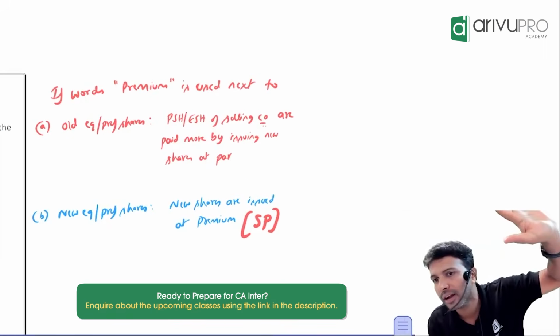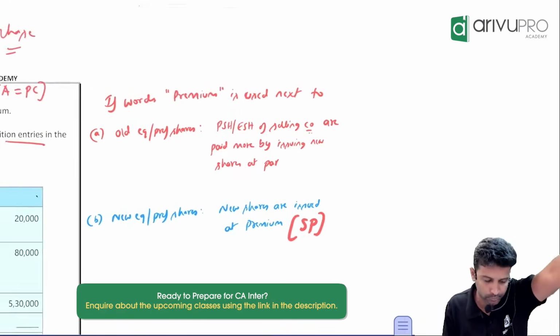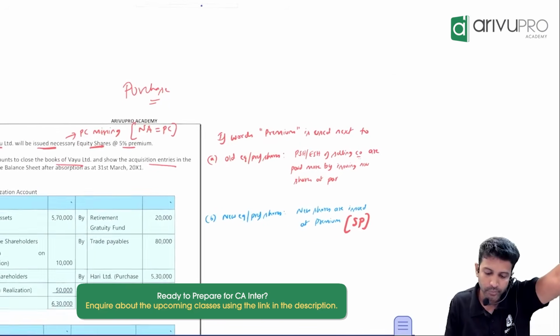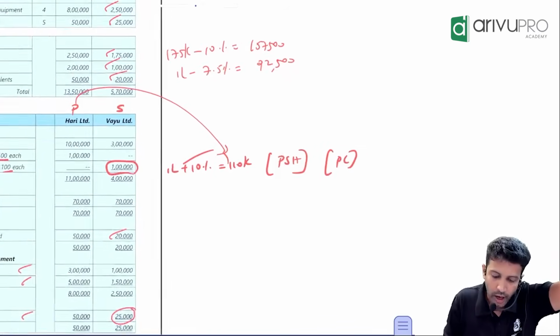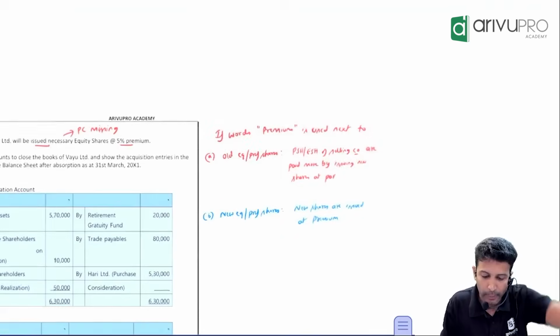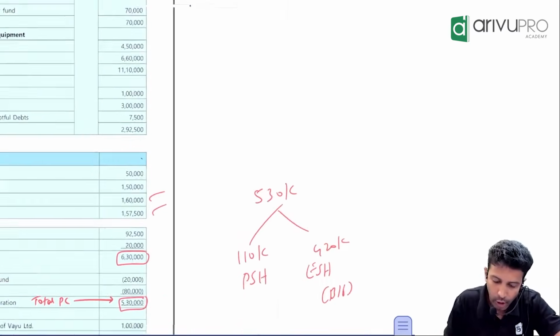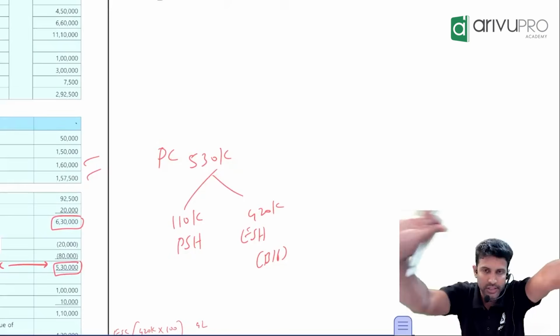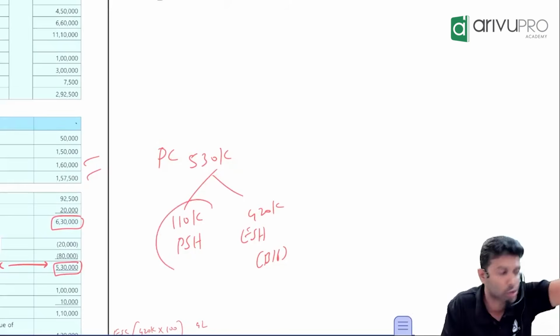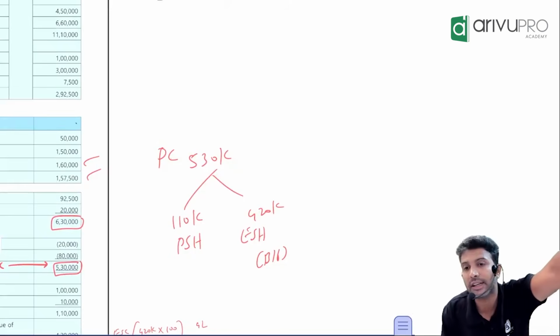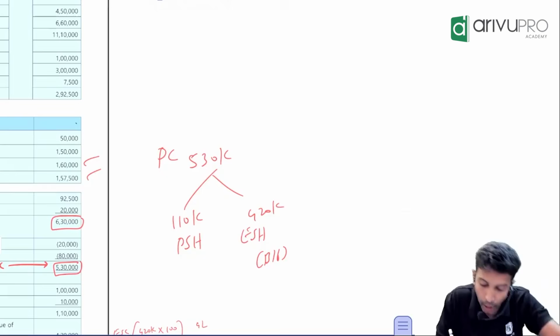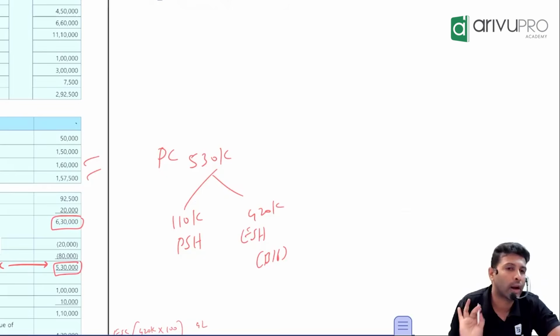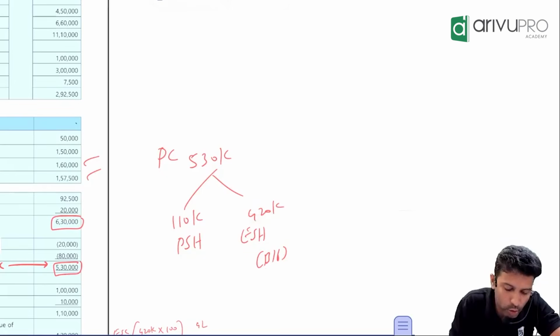Yes, sir. Take your calculator, all of you. How much are we giving as total purchase consideration? First tell me that. How much total do we have to pay? 5,30,000. In this 530, how much did preference shareholders take? 1,10,000. Easy now. How much is the remaining? 4,20,000.